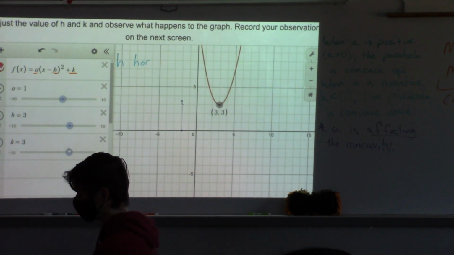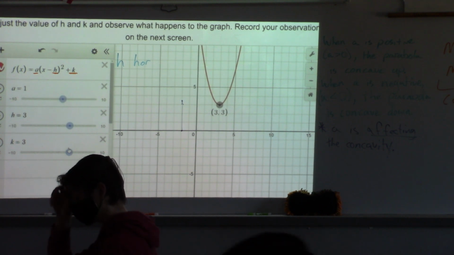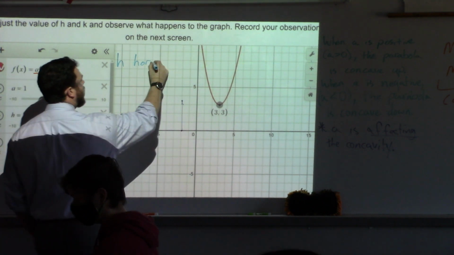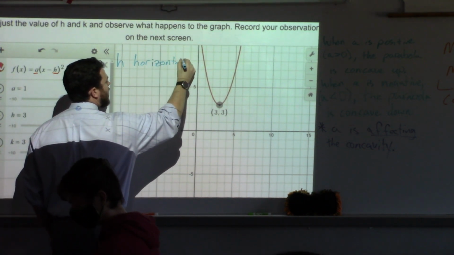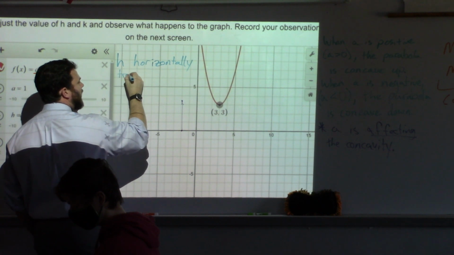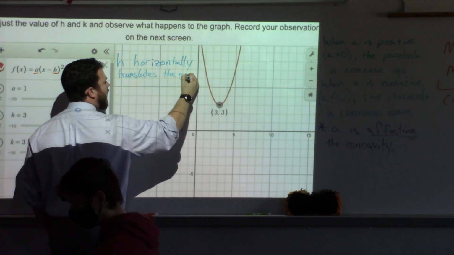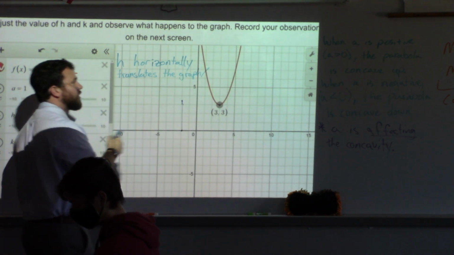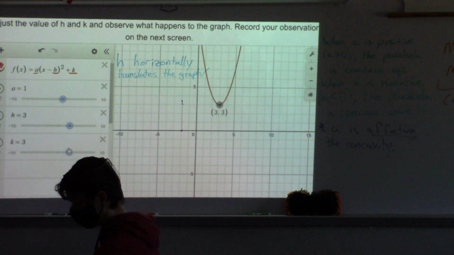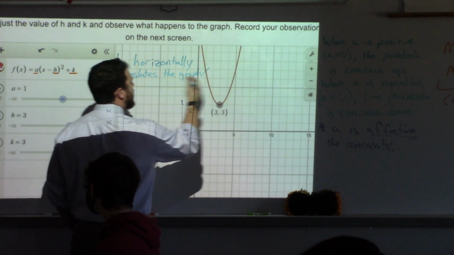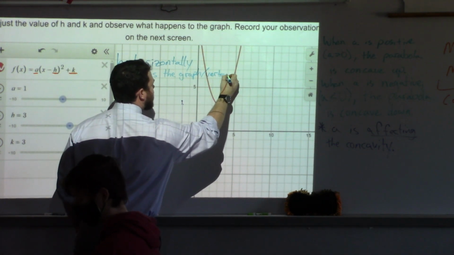So we're still looking at vertex form. What's being affected? The vertex. So where should we write notes? Vertex. So h horizontally, and there's a word for this: translates. That's the word. Translates the graph, and I will emphasize not just the graph, specifically what's it connected to, the vertex. It's called vertex form, right? So it's translating the graph slash vertex.